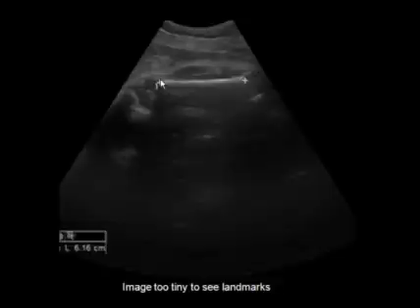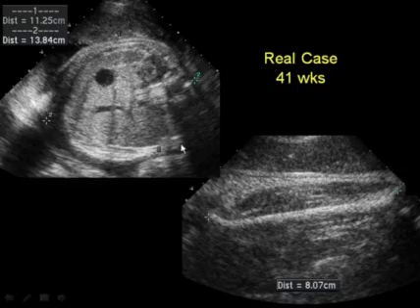Here's an example of a fetal measurement that should not be performed. This image is set with a depth of approximately 20 centimeters, but only 5 or 6 centimeters would be necessary to have an accurate look at this femur. And you can't see the distal landmark and the proximal landmarks clearly enough to know that your measurements are accurate.